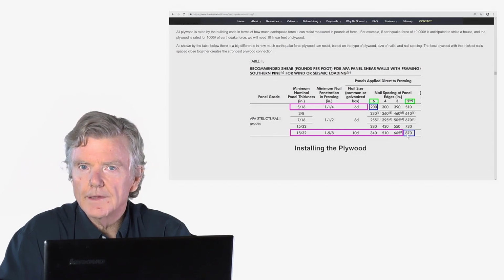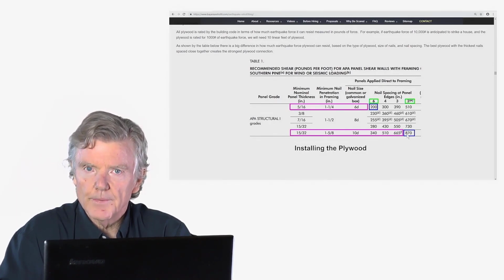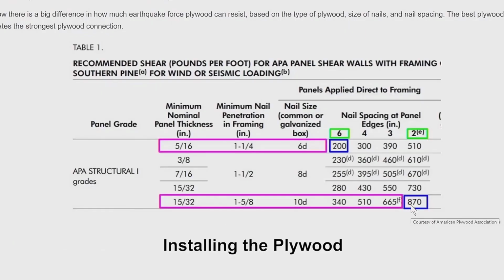So if we go along the edges 2 inches apart, again we get 870 pounds of resistance as compared to 200 pounds if we go every 6 inches apart with a smaller nail. So this is the same right here. If you use a 15/32 and then you use an 8-penny nail, which is right here, then you'll get 550 pounds of resistance. So these are all the different configurations.